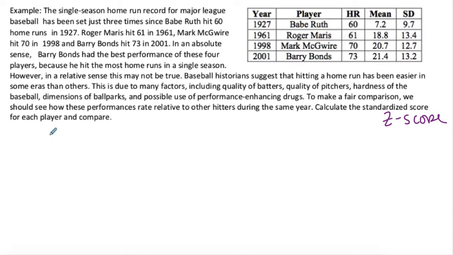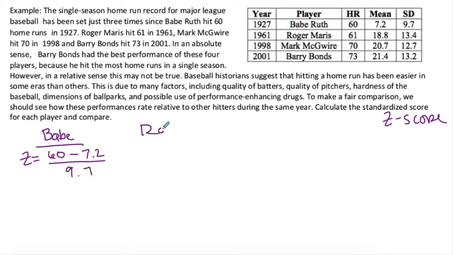All right, so we have the great Bambino here. So we're going to take the z-score. He had 60 home runs in his season. The average home run hitter was 7.2 with a standard deviation of 9.7.